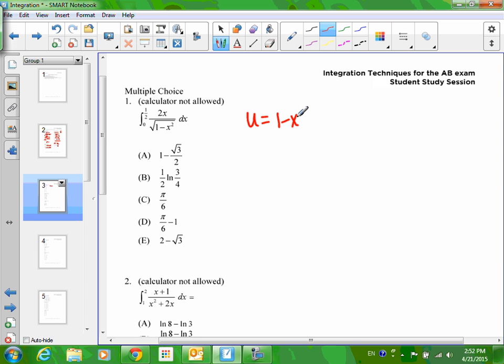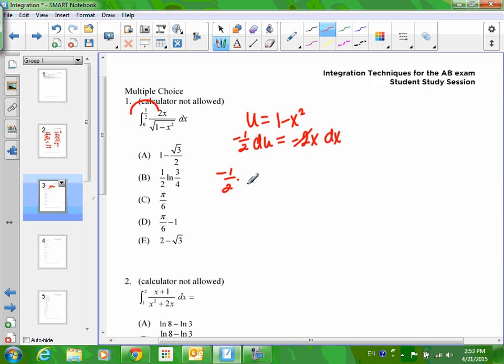1 minus x squared. So then du would be negative 2x dx. Don't forget that du part, because what does this negative 2 end up doing? You divide it out and it goes to the front of your integral symbol. Is there anything else that goes to the front?